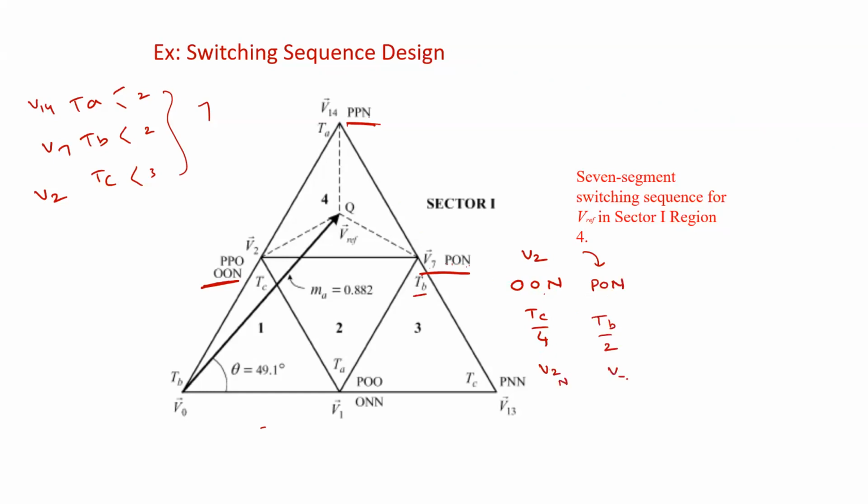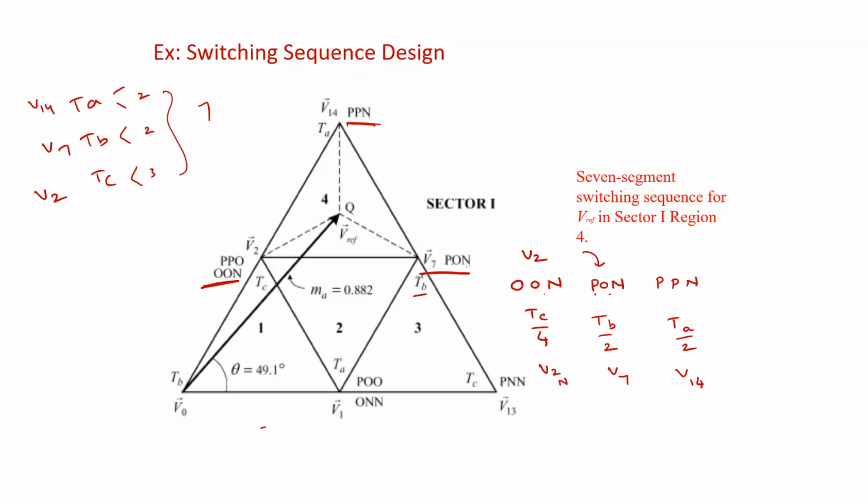This is the V7 vector. So what is the next one? V14. V14 is P0N, so we need to choose PPN here. What is the time period here? It will be V14.